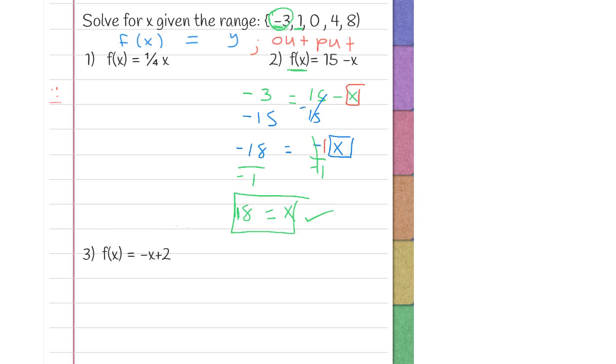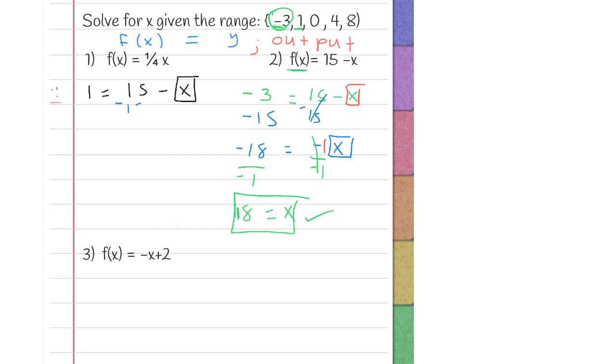So again, my f of x is my output, the same thing as y, the same thing as range. So instead of putting f of x, I'm going to rewrite that as 1 is equal to 15 minus x. Put a box around your x because that's what you're solving for, and then move everything to the other side.